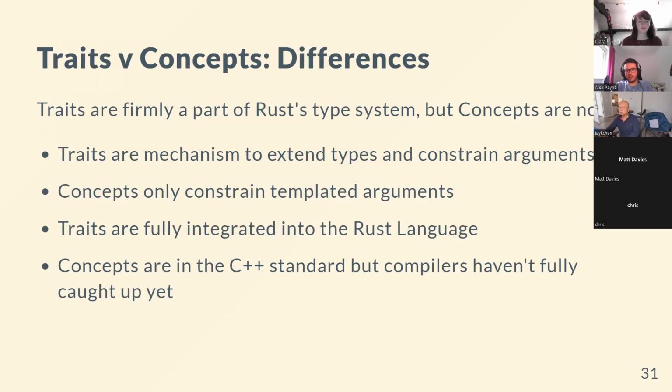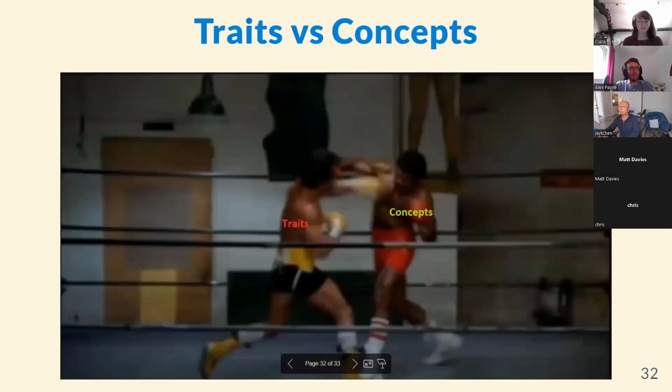I'm sure somebody can correct me on that if I'm wrong. But concepts are in the C++ standard. The compilers haven't fully caught up. They're pretty tacked on. So taking us back to Rocky, this is Rocky 3, by the way. Is there a winner? Can there be a winner?